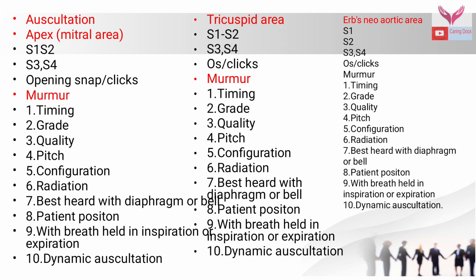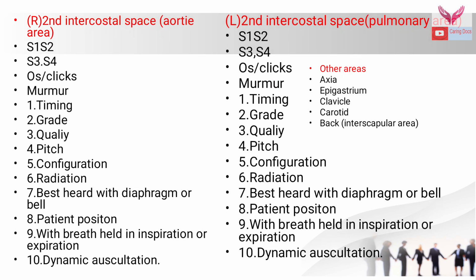In herb's neotic area, we have to check for heart sound S1, S2, S3, S4, opening snap, clicks, murmur, same timing, grade, quality, pitch, configuration, radiation, best heard with the diaphragm or the bell, patient position with breath held in inspiration or expiration, dynamic auscultation. In the right second intercostal space, that is aortic area, we have to check for S1, S2, S3, S4, opening snaps, clicks, murmur, timing, grade, quality, pitch, configuration, radiation, best heard with the diaphragm or the bell, patient position with breath held in inspiration or expiration, dynamic auscultation.